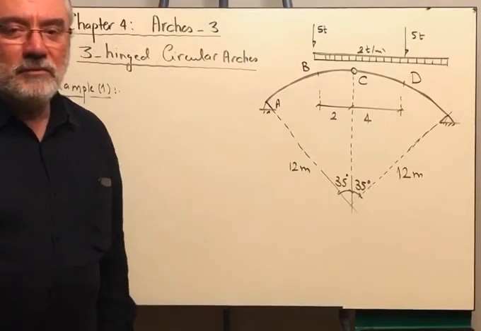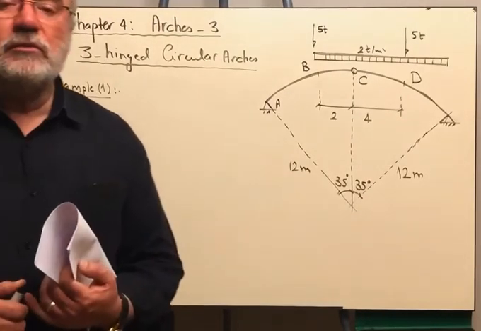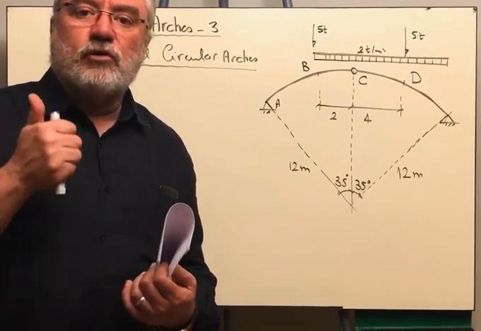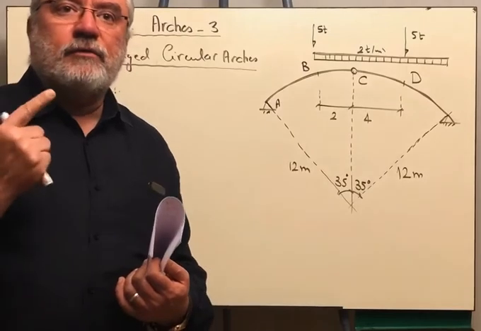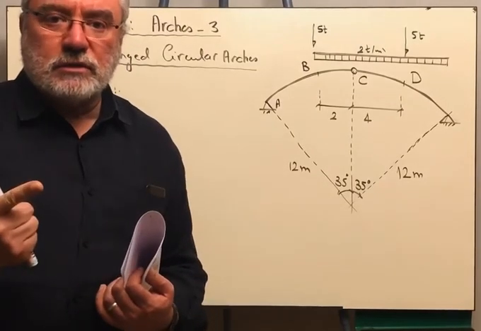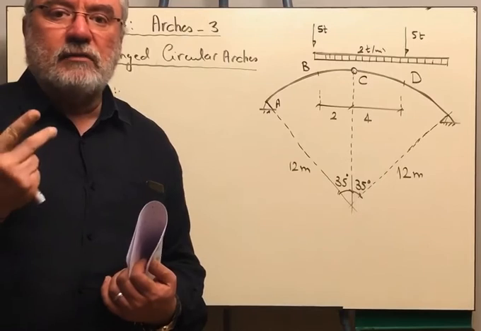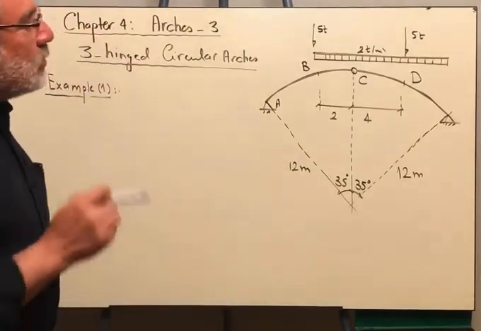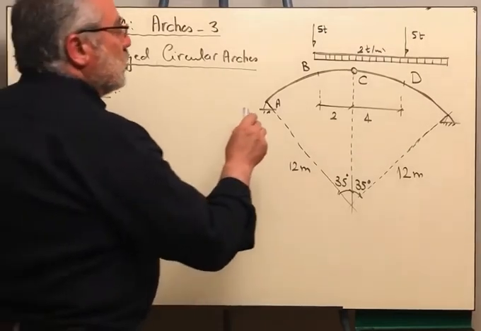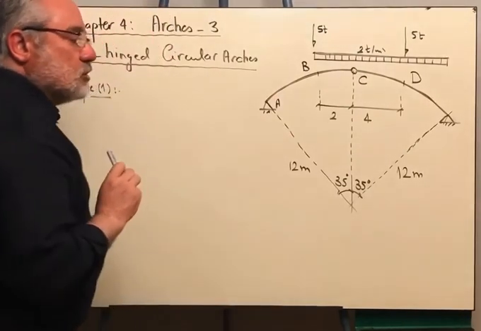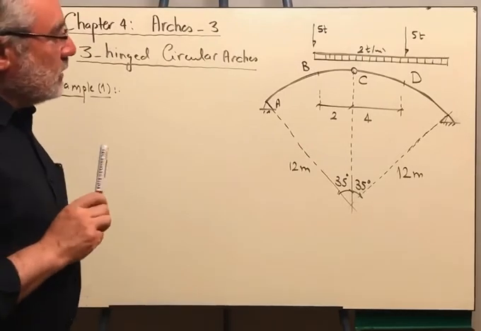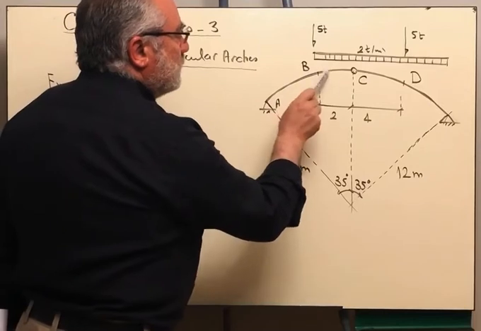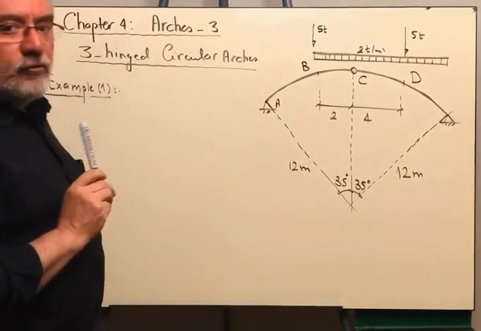Okay, hello everybody. We are going to continue our lectures on arches. I gave you a lecture on funicular arches and another one on parabolic arches, three-hinged parabolic arches, and this one on three-hinged circular arches. As long as this arch is not parabolic, is not a funicular arch, then this means that if we are taking a section anywhere in the arch, we will have the three internal forces.